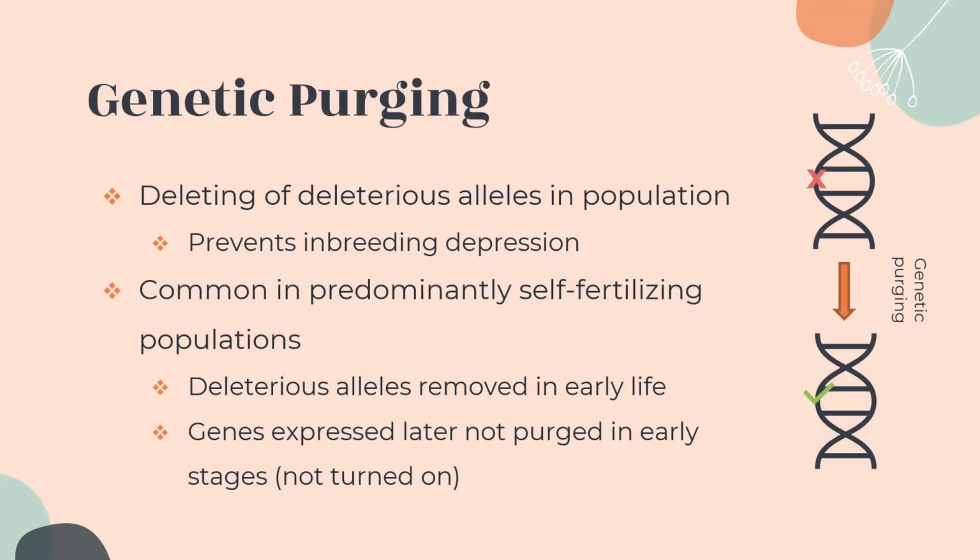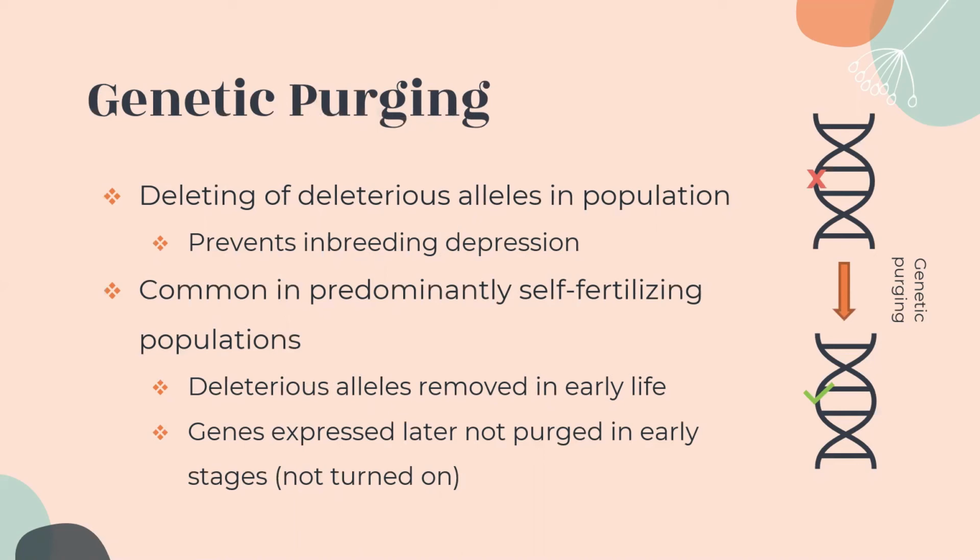One likely explanation for my results is genetic purging. Genetic purging is the removal of deleterious alleles in a population via natural selection, which acts to prevent inbreeding depression. This is a common phenomenon in populations which reproduce predominantly through self-fertilization, and to protect that population from extinction, natural selection works to remove deleterious alleles in early life stages. So essentially, those seeds which had deleterious alleles expressed in their genome in early life stages would simply not germinate.